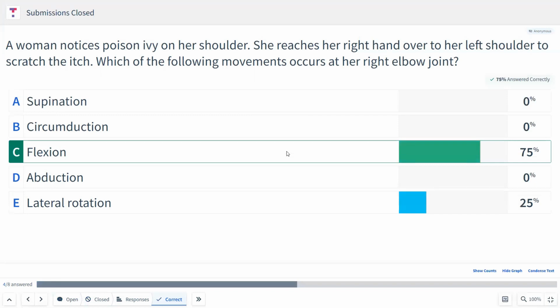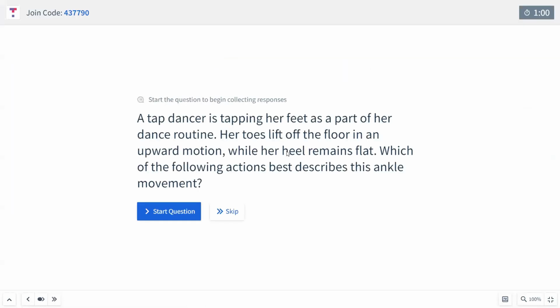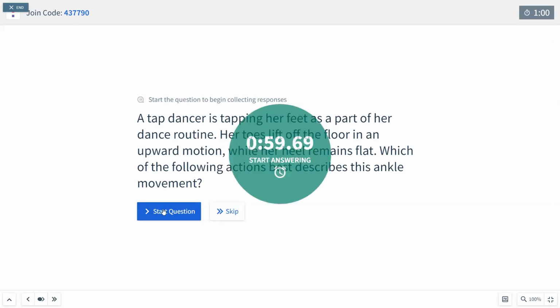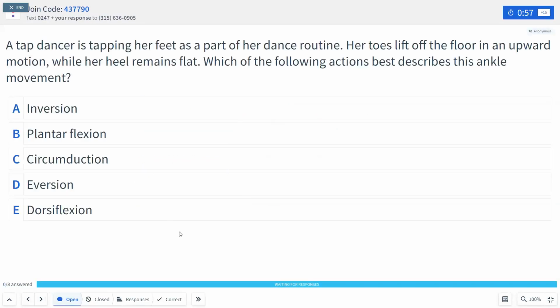Okay, let's look at another question. So here we have a tap dancer tapping her feet as a part of a dance routine. Her toes lift off the floor in an upward motion while her heel remains flat. Which of the following actions best describes this ankle movement? Dorsiflexion, that's correct, dorsiflexion. And you guys didn't even need the answer options. Dorsiflexion is correct.